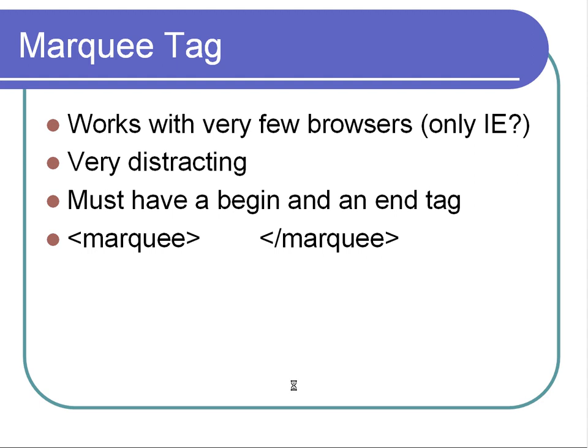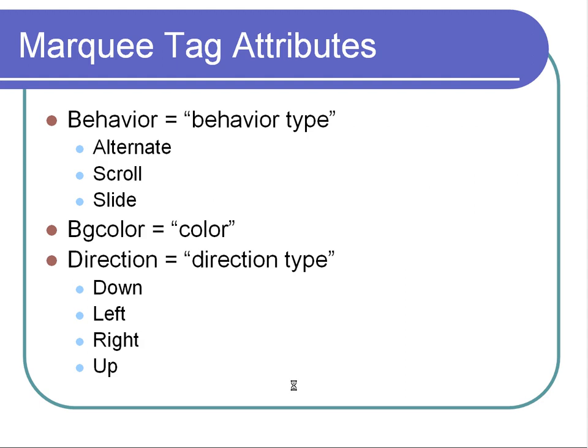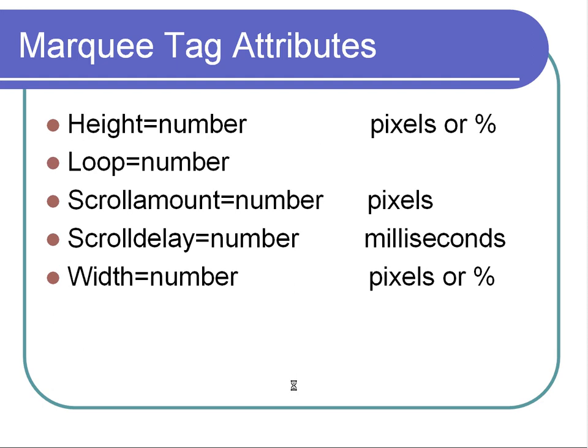And the thing that controls that, of course, is the attributes. And for the attributes, we have behavior, which tells whether you want to scroll it, slide it, or make it alternate. And so you put behavior equals, say, slide, and the text will slide across the screen. You have a background color you can use, and you can use a direction, down, left, right, up. So you can do like a movie scroll. We have height, we have loop, we have scroll amount, we have delay.